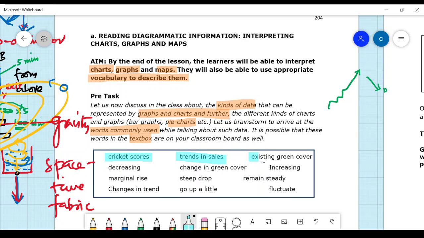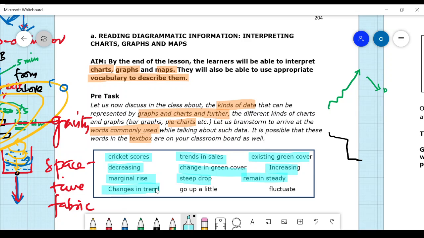So then existing green cover is, and this is decreasing and increasing, and then change in the green cover. Green cover is the forest area. Then marginal rise. Marginal means clearly visible, not smooth. Steep drop: the curve keeps coming like this, and suddenly it drops completely and then goes like this. It's called a steep drop. And it remains steady. These are the words that are being used.